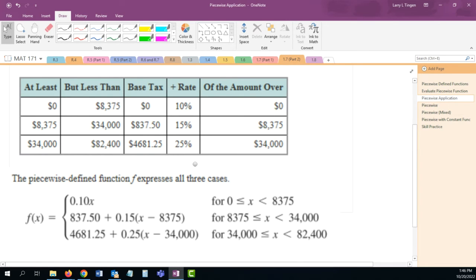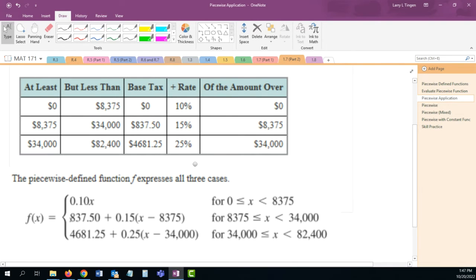All right, if I land in this area, I pay attention to this function. And this function says, take 10% of what you made, and what you made is greater than 0 but less than 8,375. Next, let's say you make somewhere between 8,375 and $34,000. If you make it in this range, you're supposed to pay attention to the second tax rate, so that would be taxed at 15%. For all the dollars over 8,375, you pay 15%.